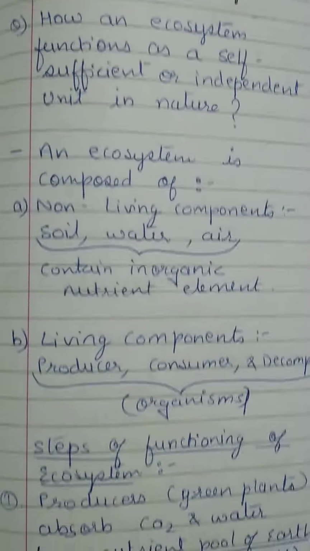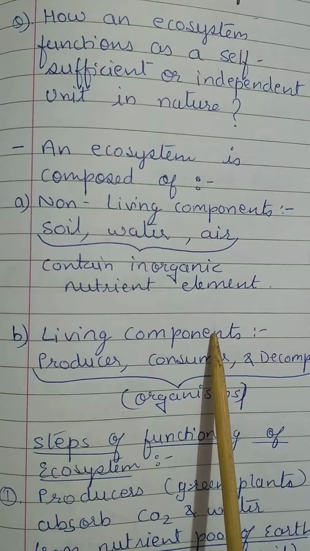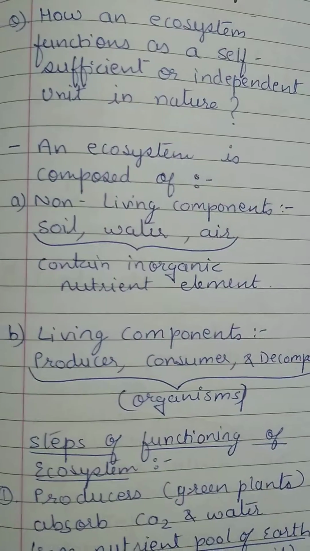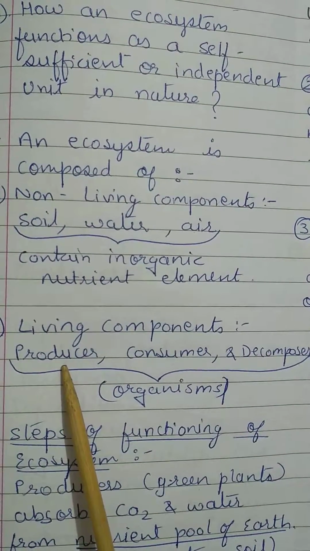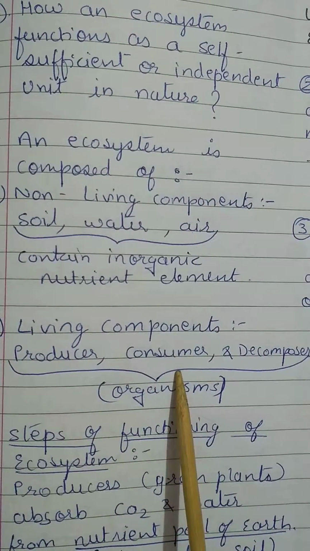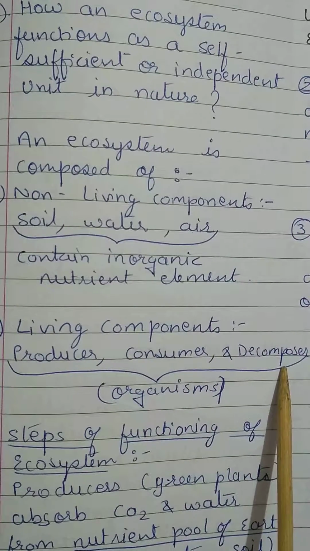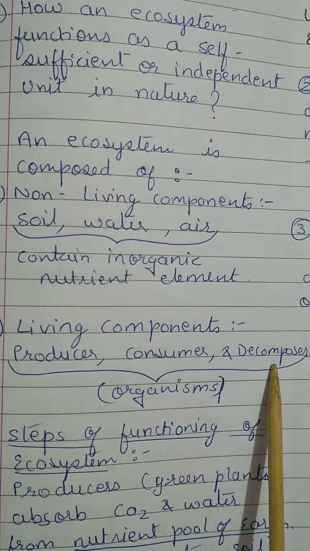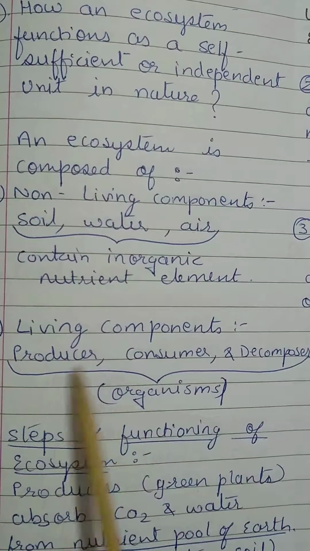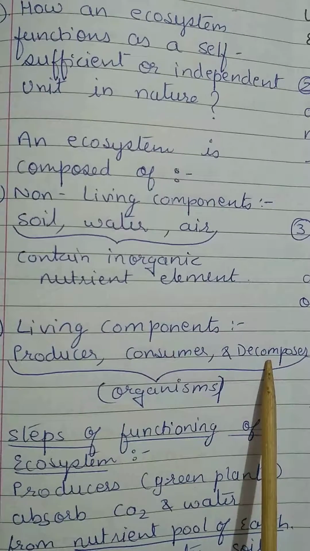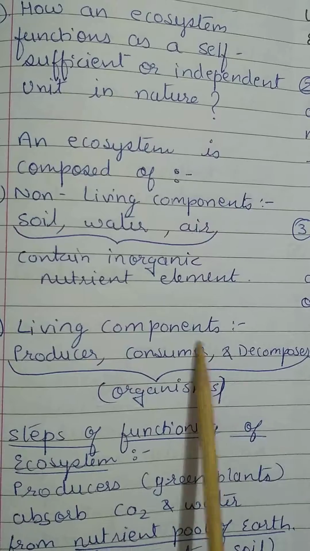The second component of an ecosystem is the living component, and it consists of three main categories: producers, consumers and decomposers. What are producers? Producers are the plants. They produce their own food by photosynthesis. Consumers are the animals which eat the plants and other animals. And decomposers are organisms, bacteria and fungi, microorganisms, which decompose the dead plants and animal bodies, break them down and bring them back to the soil as simple molecules. So these are the living components of an ecosystem.